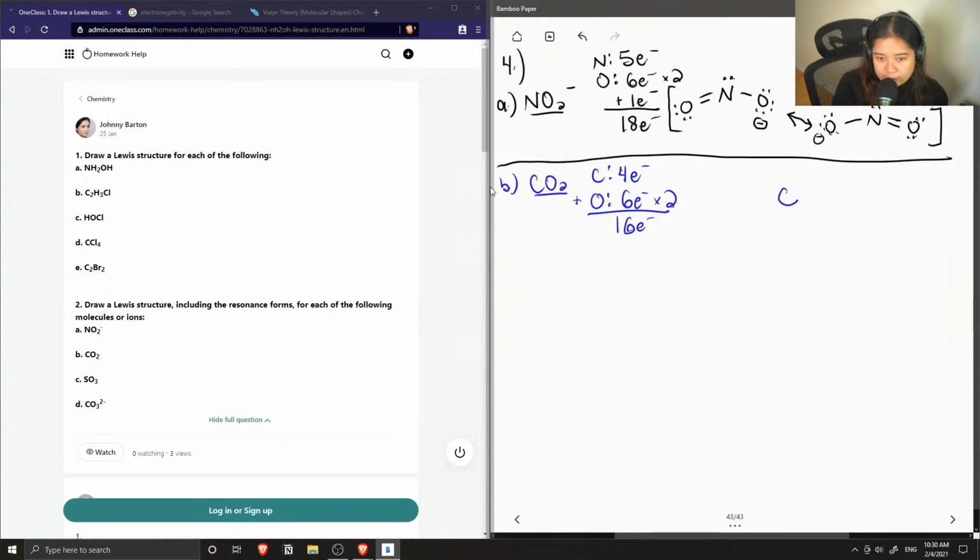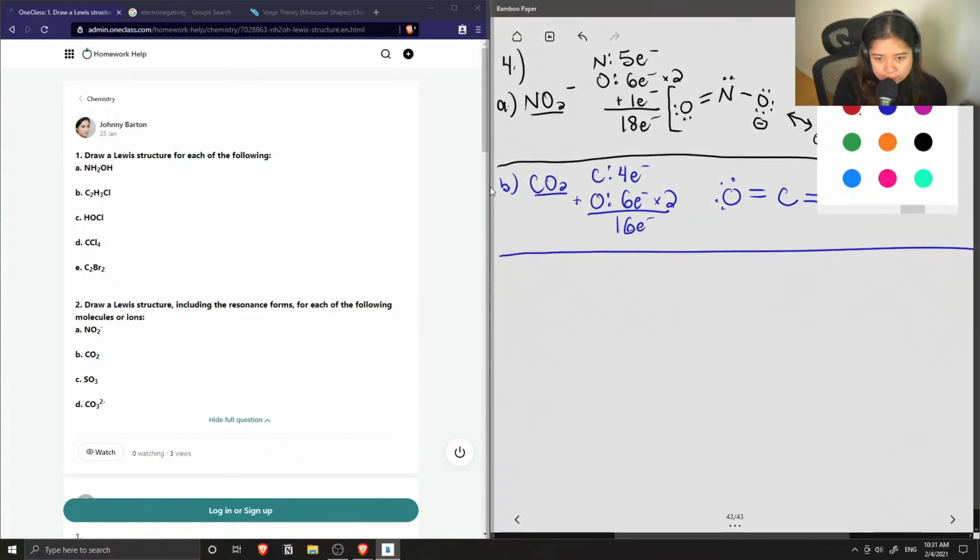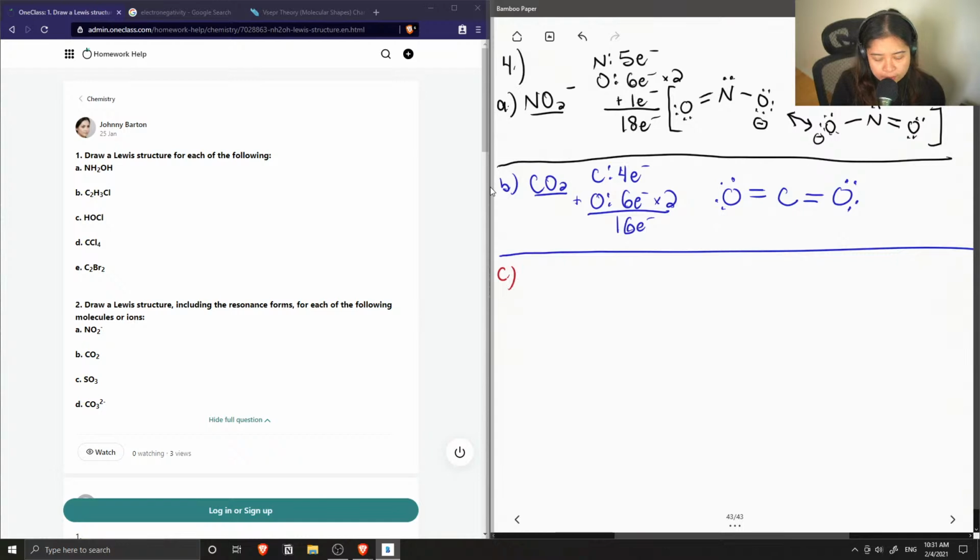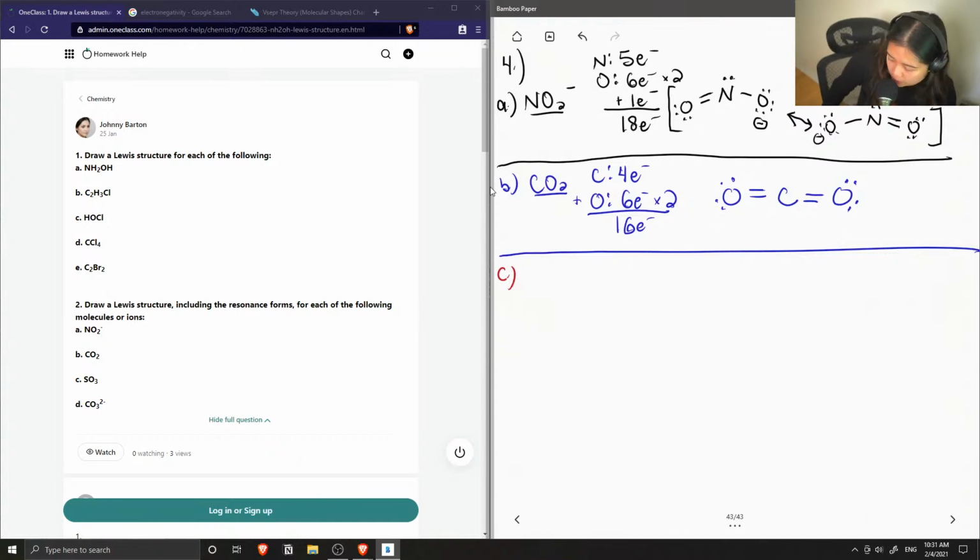So now let's draw carbon as our central atom, and 2 single bonds to the oxygen. Notice that carbon doesn't have a full octet yet, so we can just make both of these double bonds and then fill in all of the lone pairs. So now we have our 16 electrons all accounted for, and the correct Lewis structure for carbon dioxide. And no more resonance structures can be formed since we have 2 double bonds on both of the oxygens.